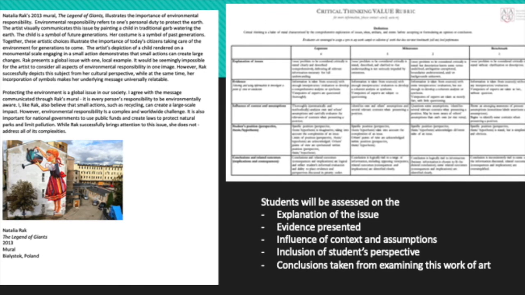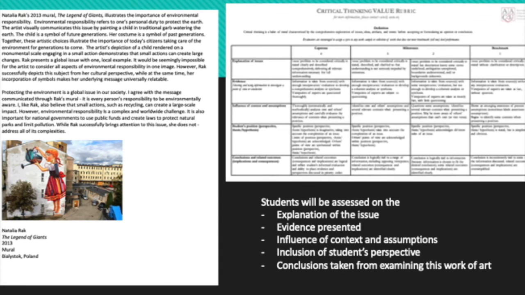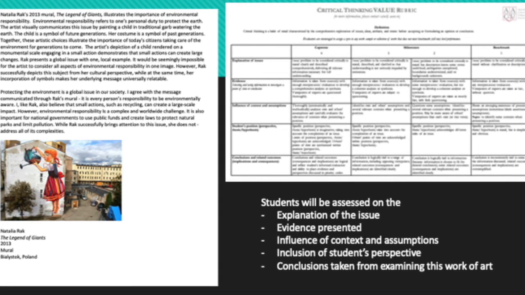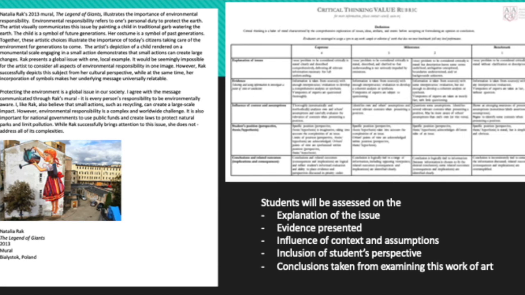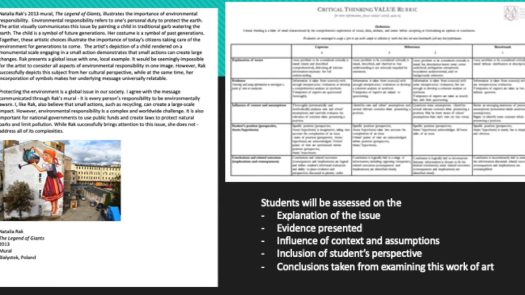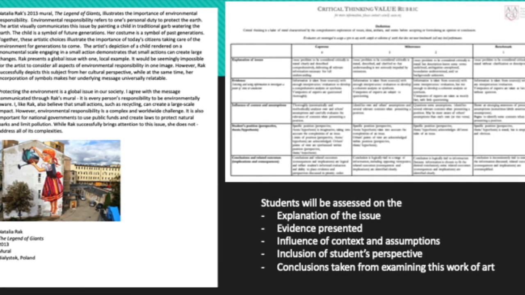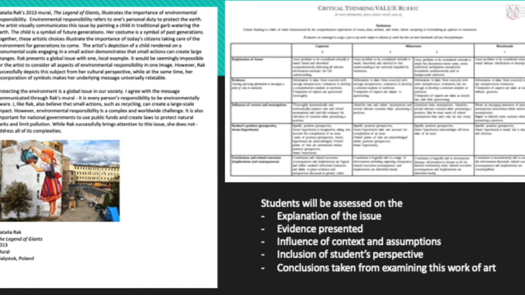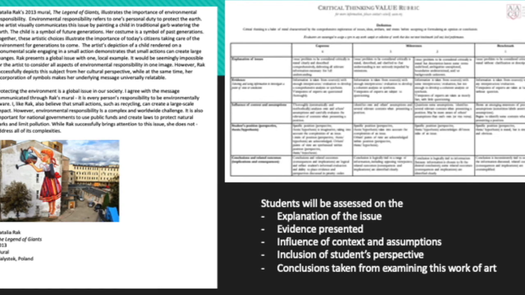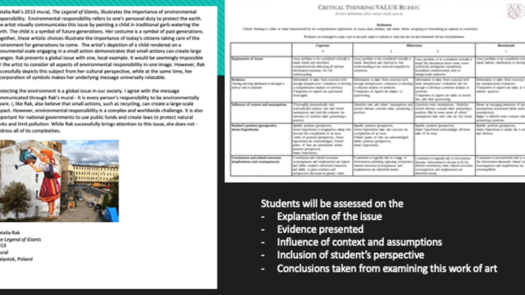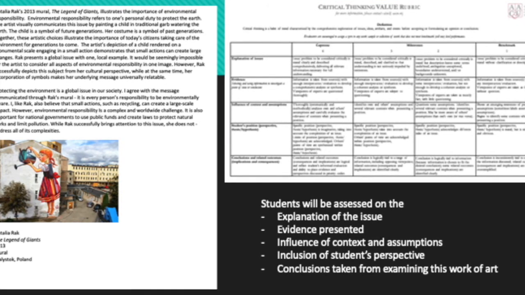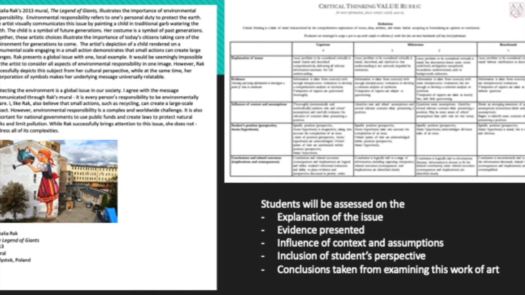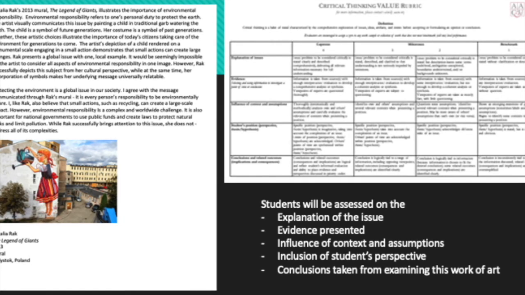Now let's look at how your assignment will be graded. So this assignment will be out of 20 points and will consist of 5% of your grade. You will be able to get a total of 4 points each for 5 different sections. And those sections are explanation of the issue, the evidence that you provide, influence of context and assumptions, the student's position, conclusions, and related outcomes. So what do these mean?